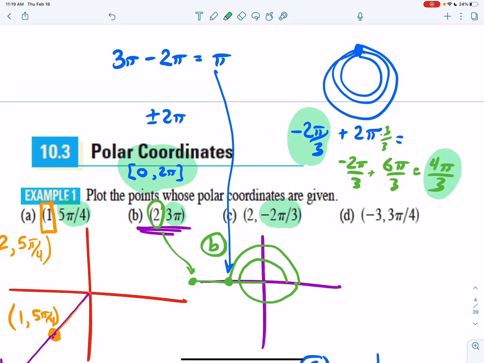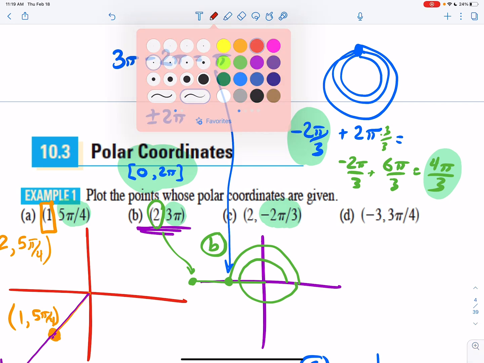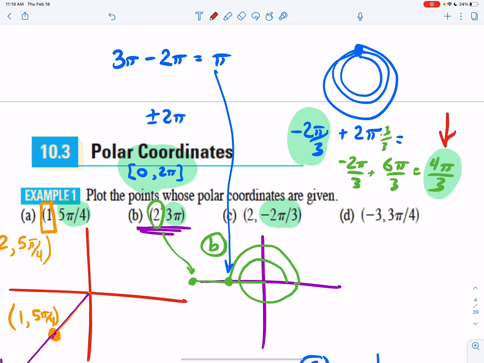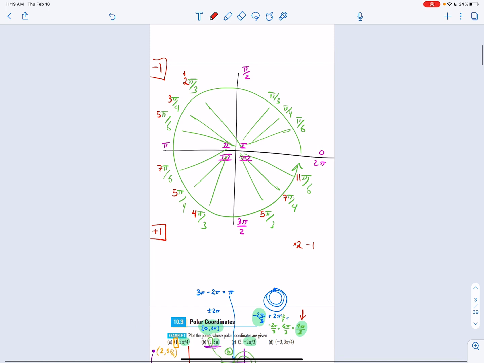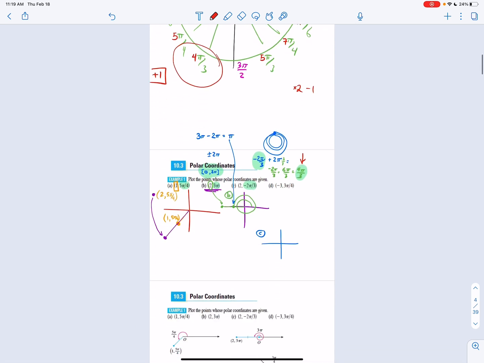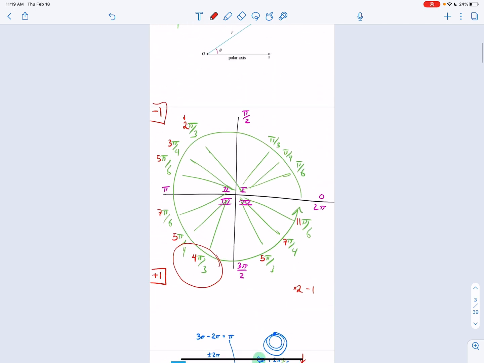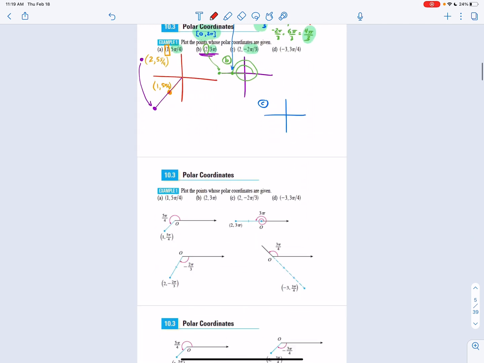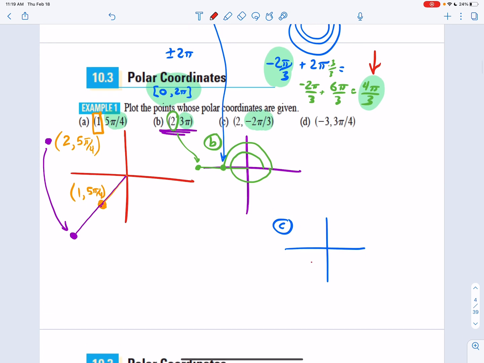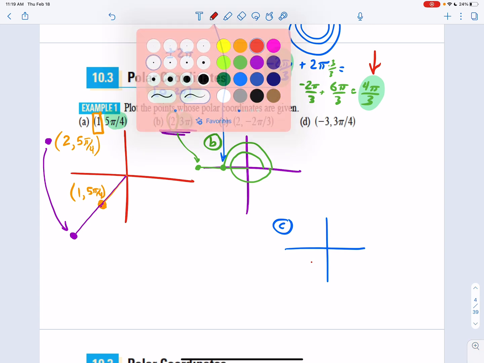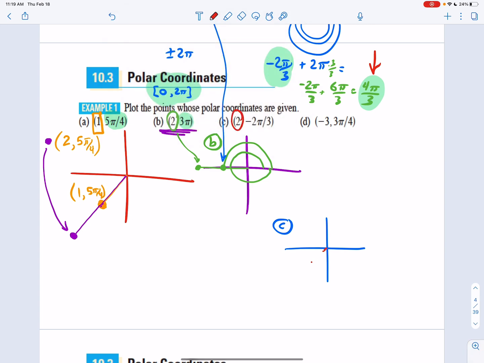Okay? So my question to you guys is, where is 4 pi over 3? According to our unit circle, where is 4 pi over 3? 4 pi over 3 is somewhere in the third quadrant. So you've got to know your unit circle, okay? So we know it's somewhere in the third quadrant, and we know we're going to go out 2 units. So we're going to go 1, 2.